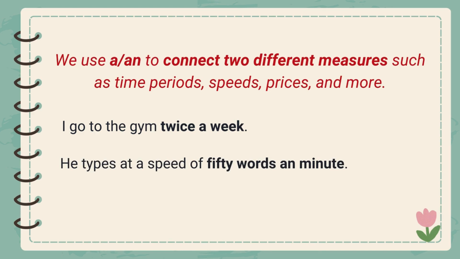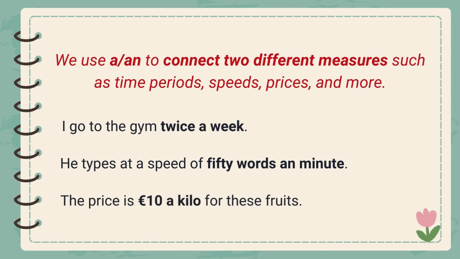He types at a speed of 50 words a minute. Here, 50 words a minute specifies the typing rate, connecting 50 with the unit of measure, words, indicating the rate per minute. The price is €10 a kilo for these fruits. Here, €10 a kilo indicates the price per kilogram, connecting €10 with the unit of measure, kilo.